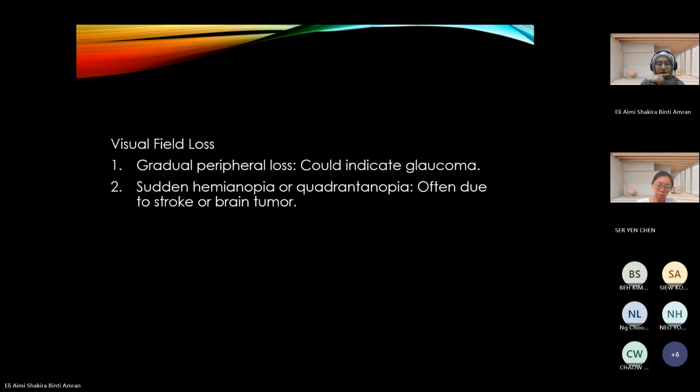Okay. So for visual field loss, it can be gradual. Gradual could indicate glaucoma. And then it can be sudden hemianopia or quadrantanopia, the ones that I mentioned. So this is often related to stroke or brain tumor.